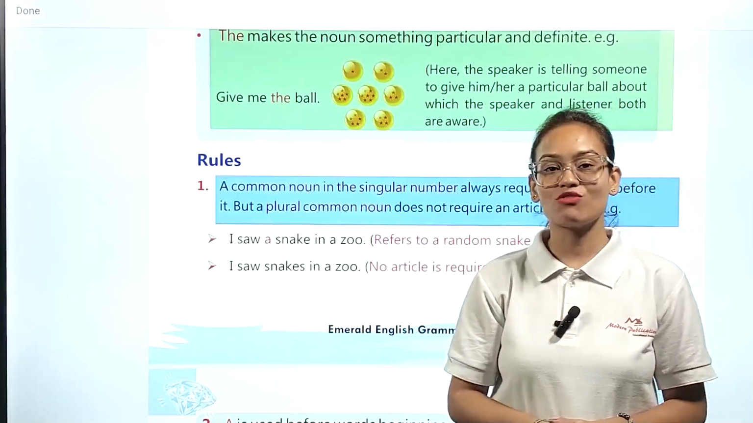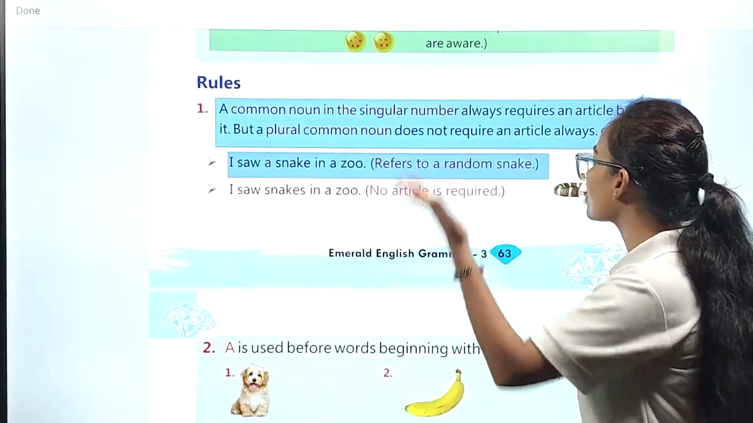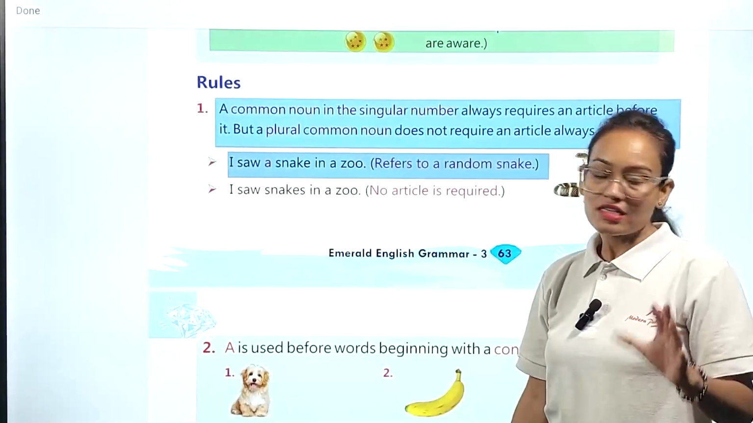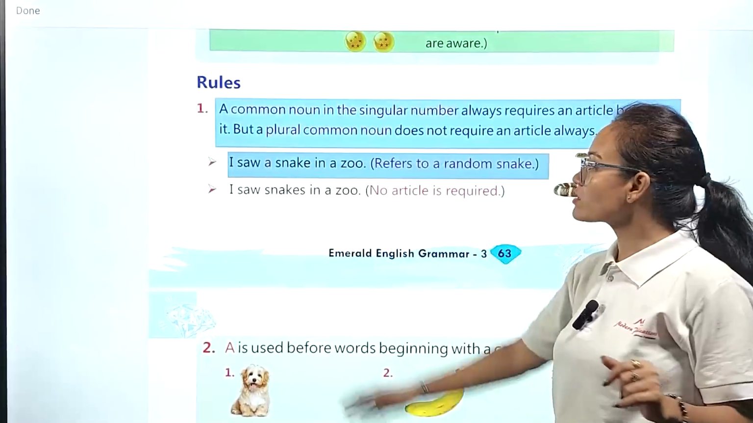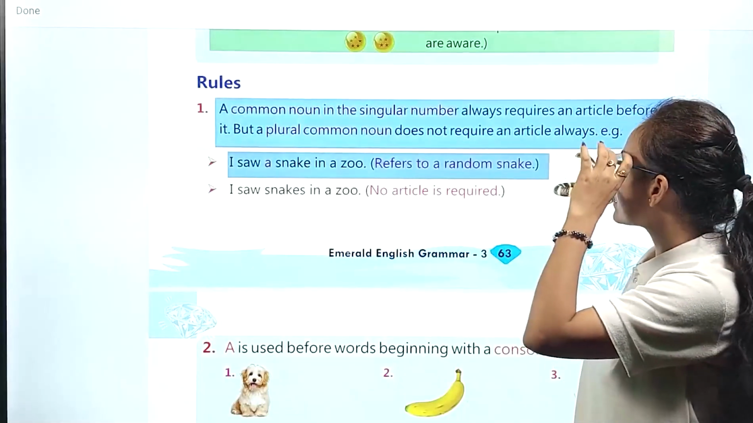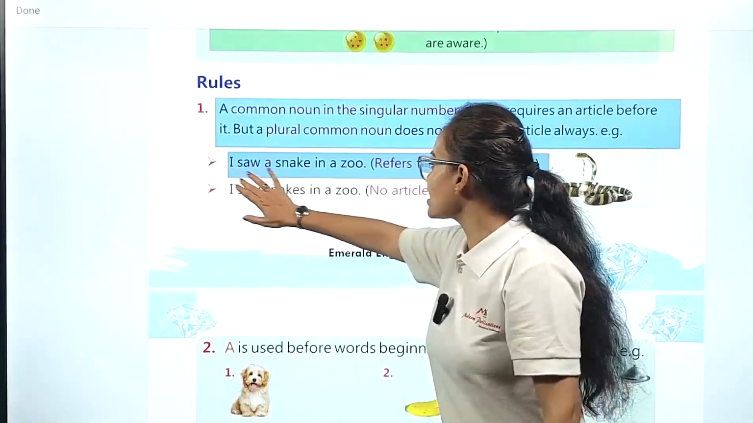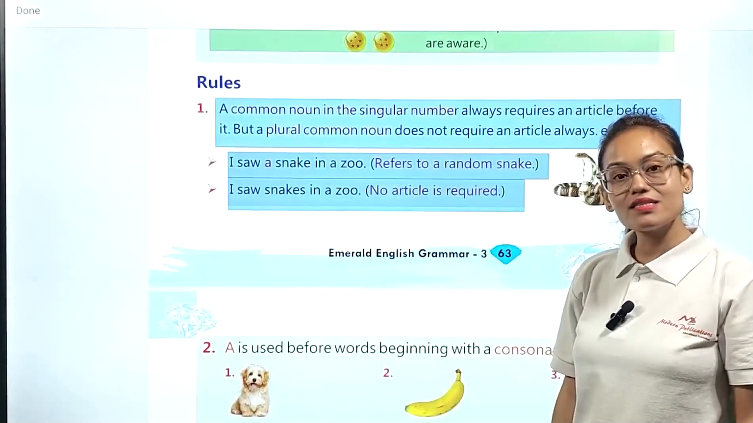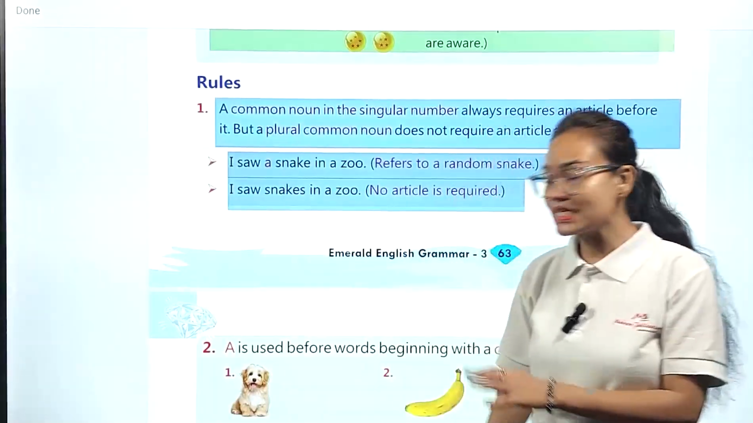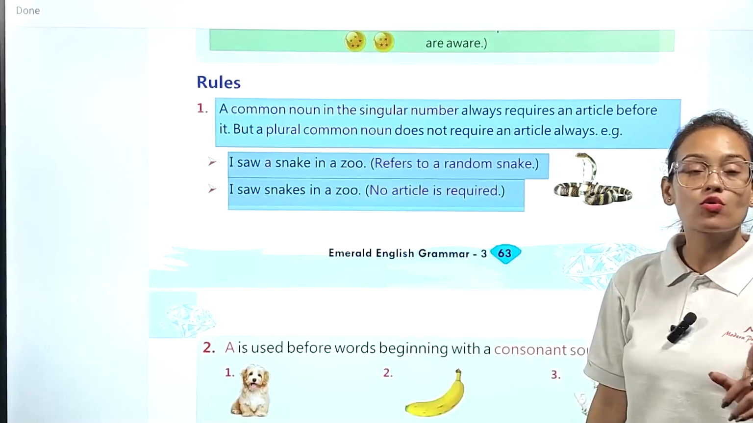Example: I saw a snake in the zoo refers to a random snake. This is talking about a common noun, snake, and it is singular in number. That's why it requires a, an, or the. Now, I saw snakes in the zoo. Here, snakes is present in plural form, so we are not going to use any kind of article.